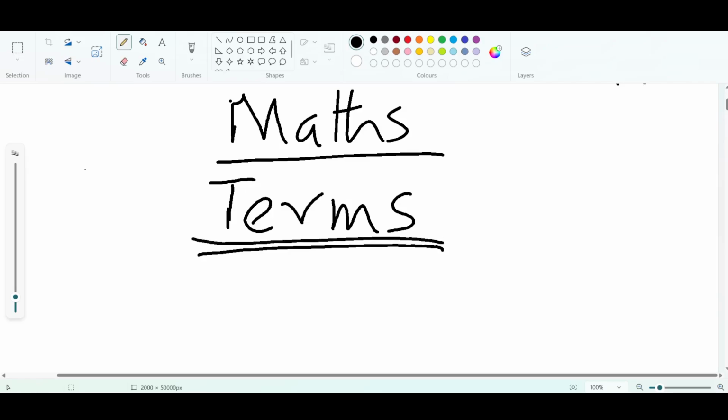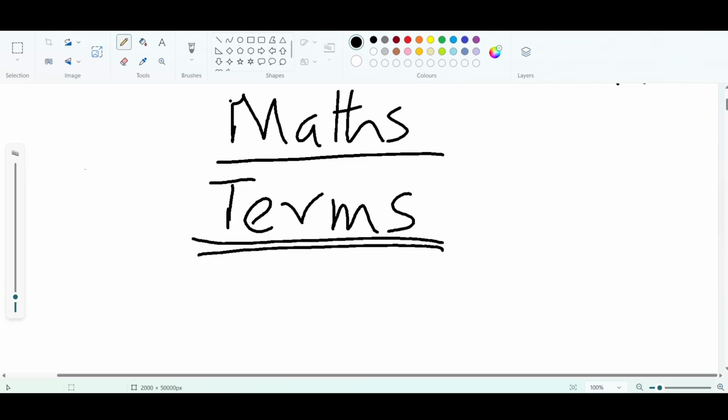You know, when you go to school, you have first term, you take a holiday, then you have your second term, you take another holiday, then you have your third term, right? So these are the terms we're talking about here. Such things also happen in mathematics.